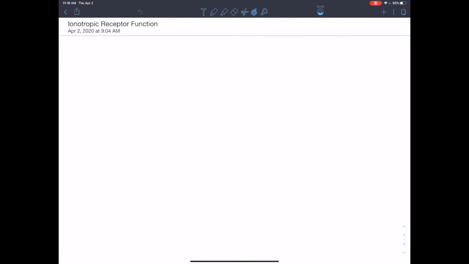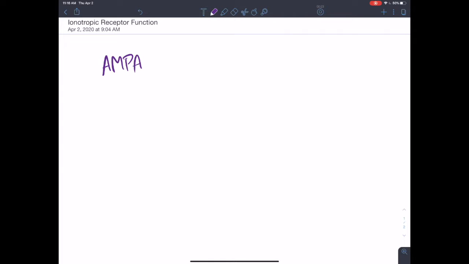So this part of the review session is just going to go over ionotropic receptor function. There's three major ionotropic receptors that we want to compare, just because the comparison between the three tells us a lot about what they do. So real quick, we've got AMPA receptors, we've got NMDA receptors, and we've got GABA A receptors.